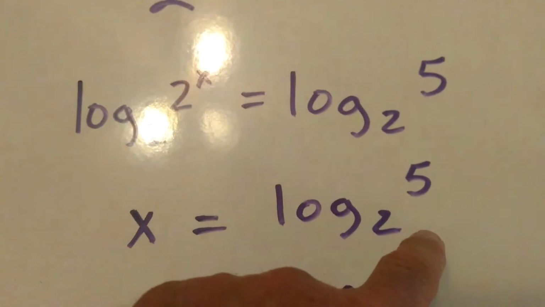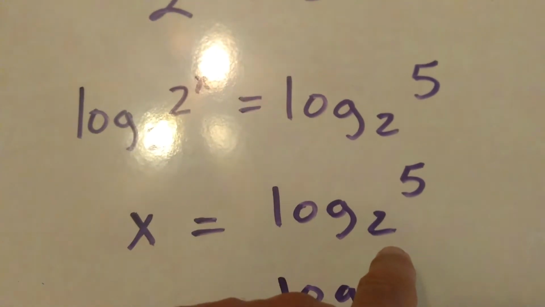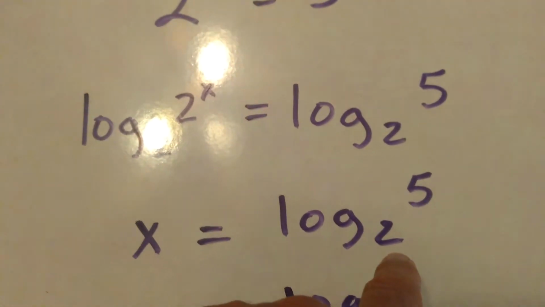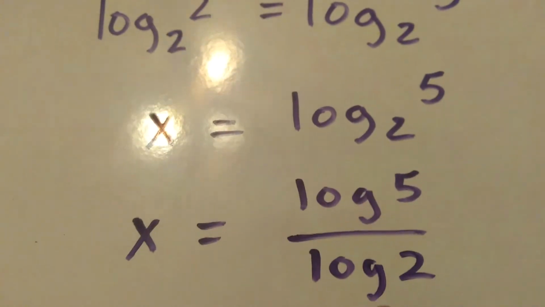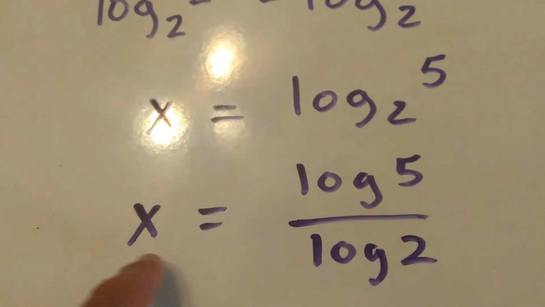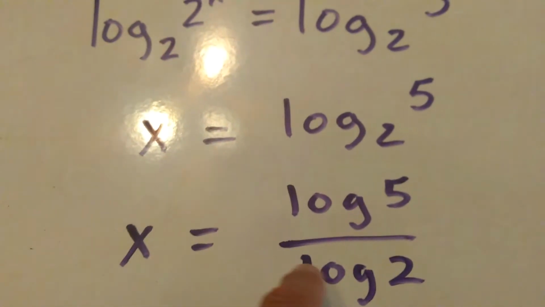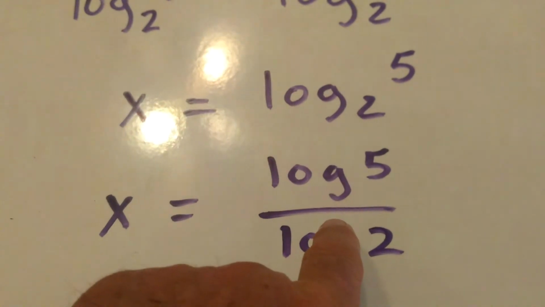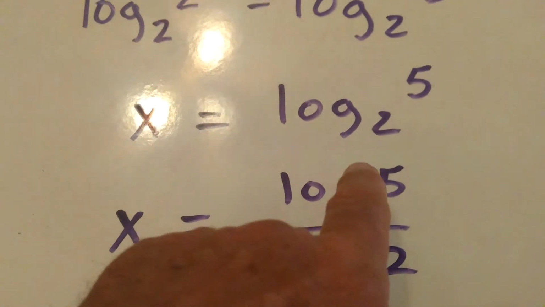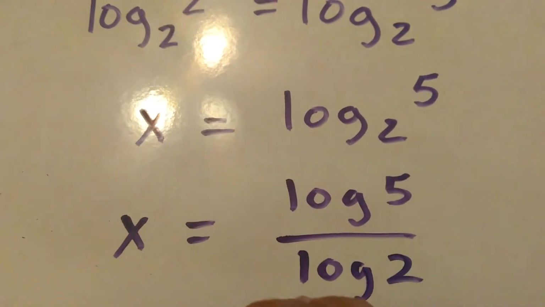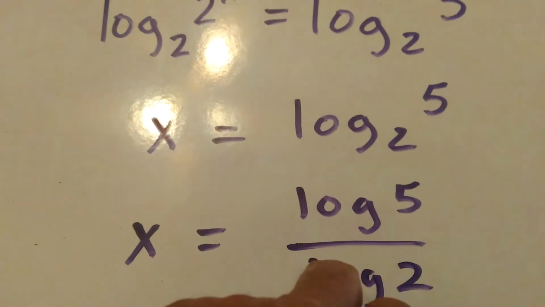And if you remember from section 5, because it's in a different base than 10 or e, we've got to do change of base. So we write log 5 over log 2, which is what x is equal to. Now, on the problems that I give you for a test or whatever, you can either multiply it out and get an answer, I'm fine with that, or you can leave this alone.